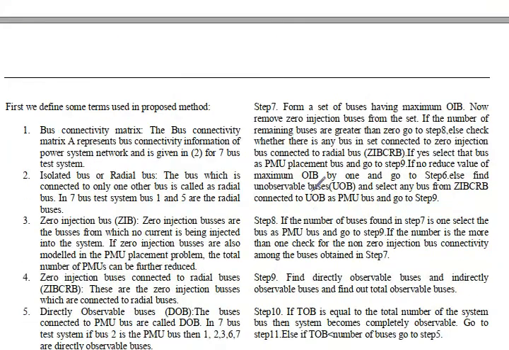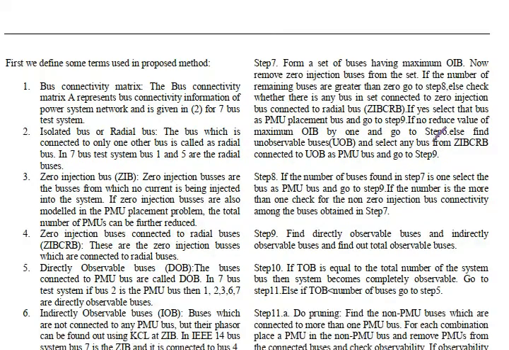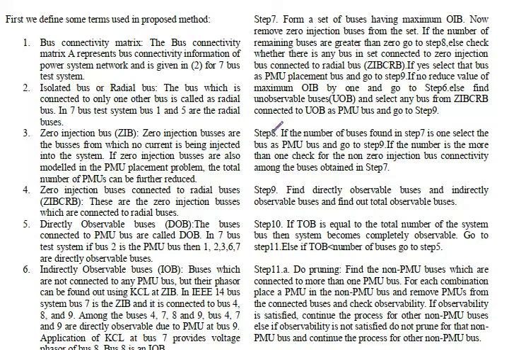In step number 7, from the set of buses having maximum OIB, now remove zero injection buses. If there is any zero injection bus, first remove them. If the remaining buses are greater than 0, then go to step number 8. In step number 8, if the number of buses found in step 7 is 1, select that bus as the PMU bus and go to step number 9.